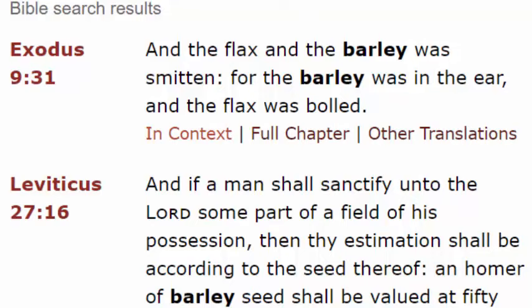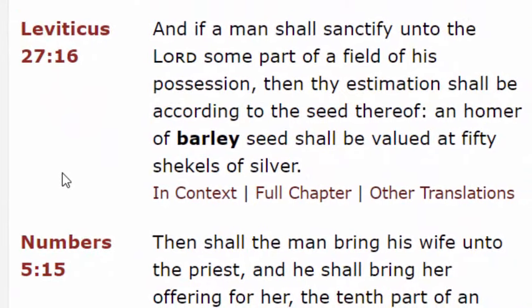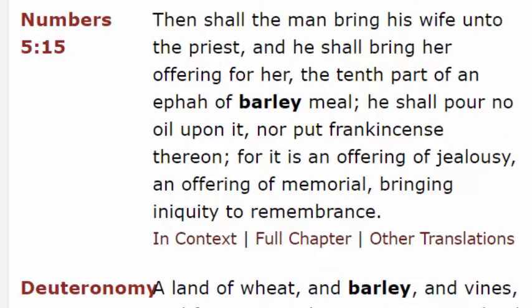If you don't believe it, let's look and see when the next time we see the word barley. It's up there in Leviticus chapter 27, which by now we've already heard the beginning of the year back there in Exodus chapter 12. But here in verse 16, it's talking about the price of barley when it says, "A homer of barley seed shall be valued at 50 shekels of silver." And the next time we see the word barley is in the book of Numbers, chapter 5, when it's talking about the offering of jealousy that is to be made, which includes an ephah of barley meal.